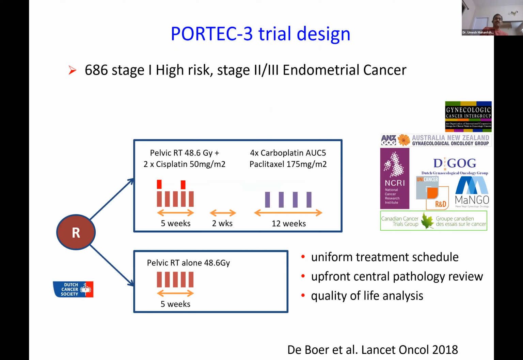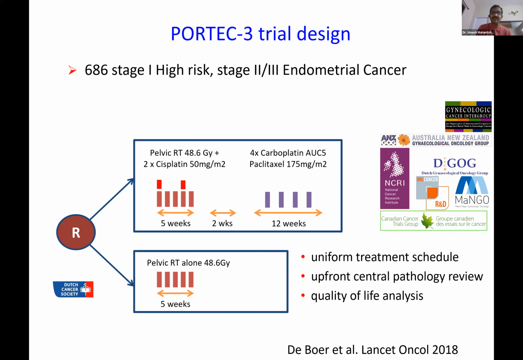The design of the trial was that post-operative pelvic radiation was considered the gold standard arm. It consisted of 5 weeks of pelvic radiation to a dose of 48.6 to roughly 50 gray, which is sufficient to treat microscopic disease. The study arm was pelvic radiation along with 2 cycles of cisplatin, 50 milligram per meter square, given in week 1 and week 4. This was followed by 4 cycles of paclitaxel-carboplatin, with 175 milligram of paclitaxel and carboplatin AUC of 4, after a gap of 2 weeks following completion of chemoradiation.